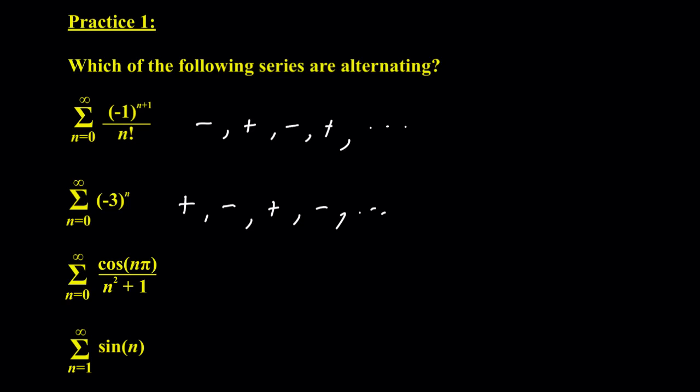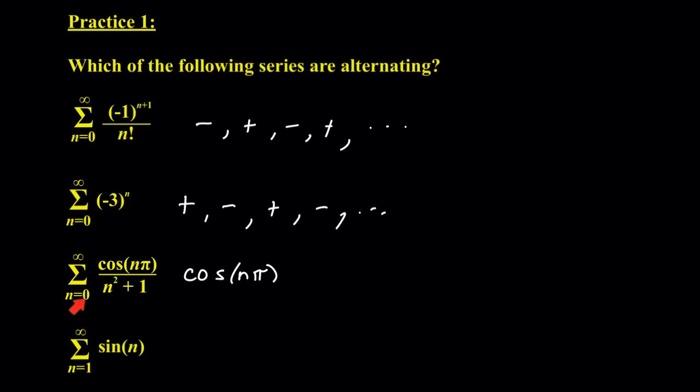All right, so the next one, we have cosine of n pi over n squared plus 1. Now the n squared plus 1 will not determine whether this thing alternates signs or not. Really only the cosine will. N squared is always positive, plus 1 is still positive, so it's always going to be a positive value. All right, so let's think about cosine of n pi for just a minute.